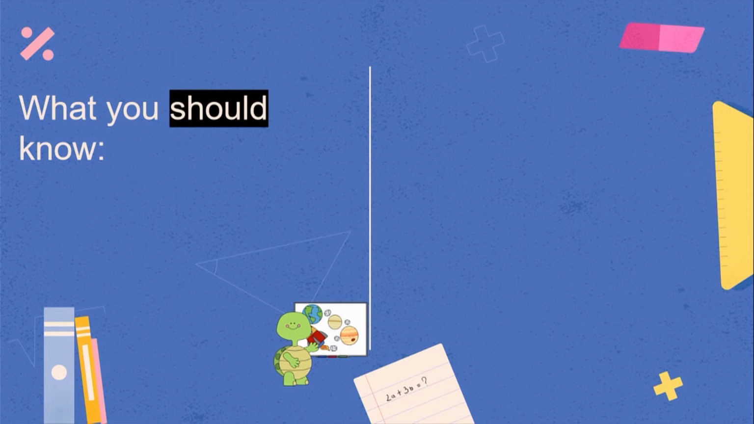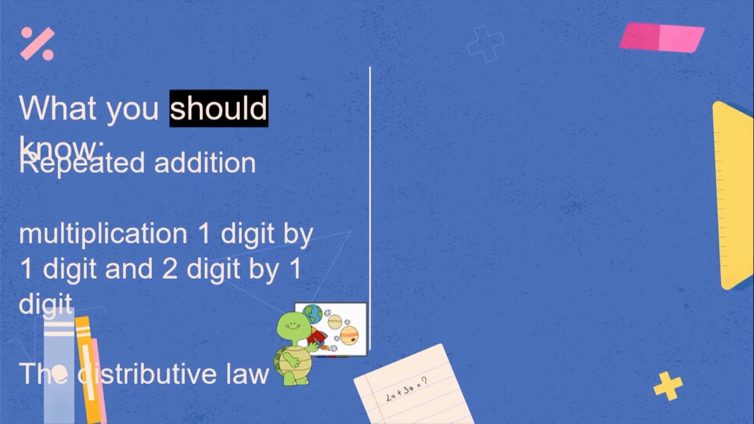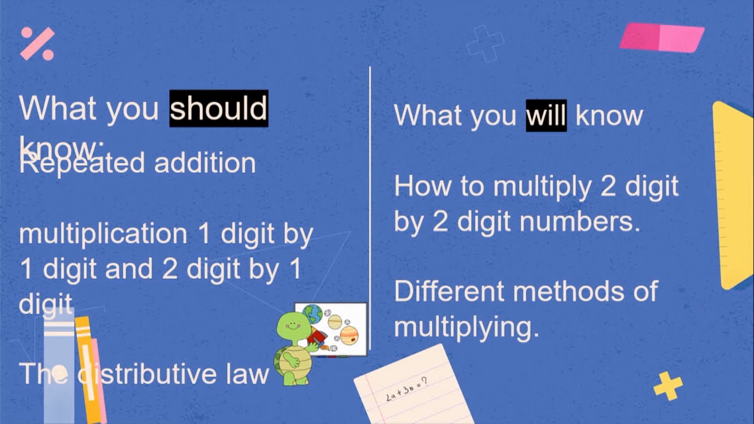So let's look at what you should know going into this lesson. You should know repeated addition. You should know how to multiply 1-digit by 1-digit numbers and 2-digit by 1-digit numbers. Also, you should know the distributive law. What we're going to learn today is how to multiply 2-digit by 2-digit numbers, and then different methods of multiplication.